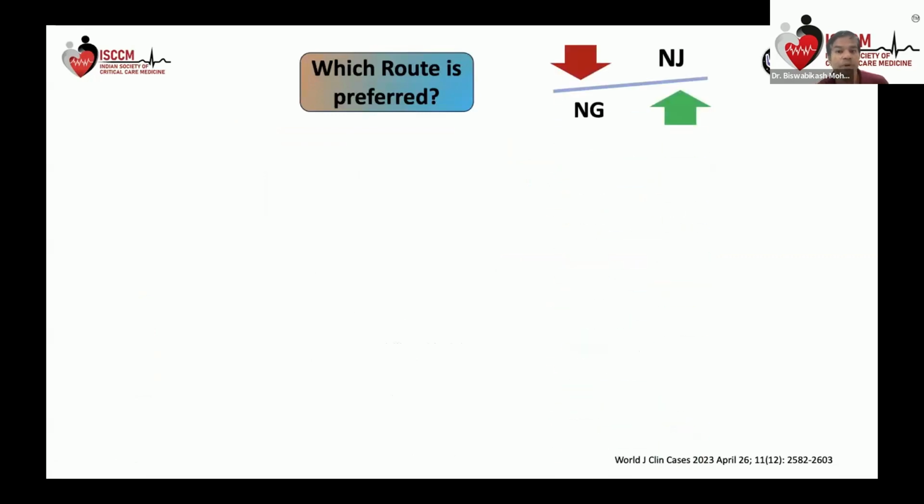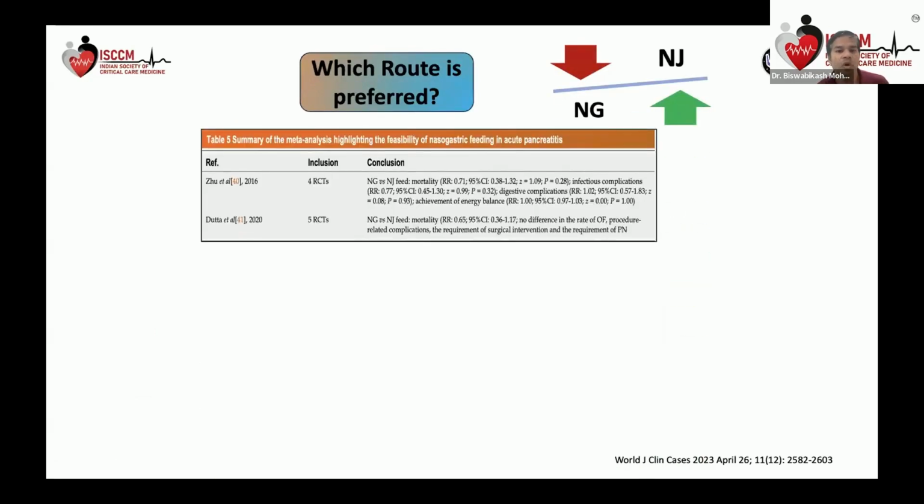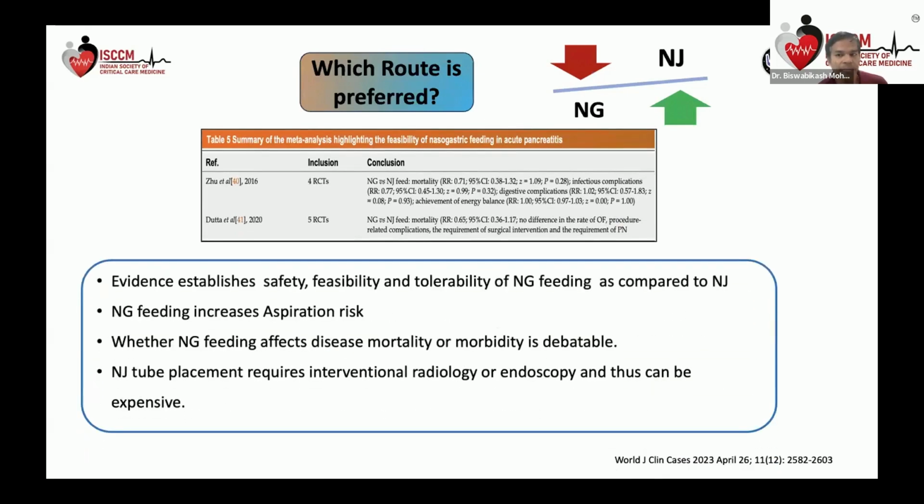Then comes which route is preferred, whether you should go for NG or NJ. Though all the guidelines now are going for NG feeding, nasogastric feeding, because it is easy to insert, nasojejunal requires interventional radiology or endoscopic insertion, thus it is expensive. Though NG is usually preferred, evidence establishes safety, feasibility and tolerability for NG feeding as compared to NJ. With NG feeding, there is a risk of aspiration, especially if the intra-abdominal pressure is high. Whether NG feeding affects disease mortality and morbidity is debatable. That means, though we are starting NG feeding as compared to NJ feeding, whether there is a mortality benefit, we don't know.